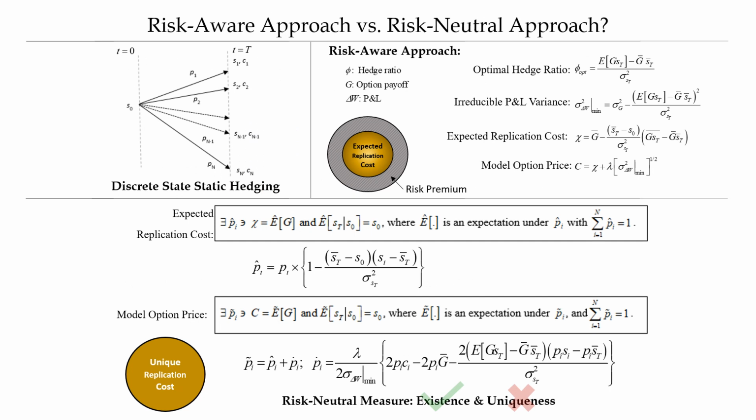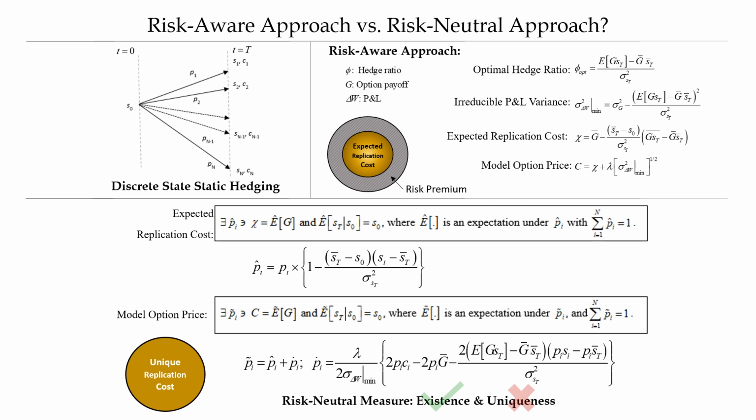Single period static hedging provides the simplest problem to simultaneously analytically display the risk-aware approach and examine the risk-neutral approach. The risk-aware approach finds an optimal hedge ratio and quantifies the residual risks. The two-state asset problem is trivial insofar as the irreducible risk is 0. For the 3 and more state, the residual risks are not 0. The expected attempted replication cost is assessed, and we have a model option price using the irreducible P&L standard deviation as the driver of risk premium.